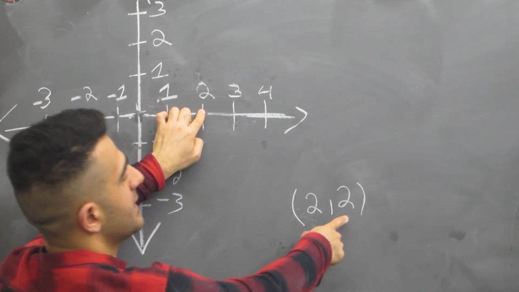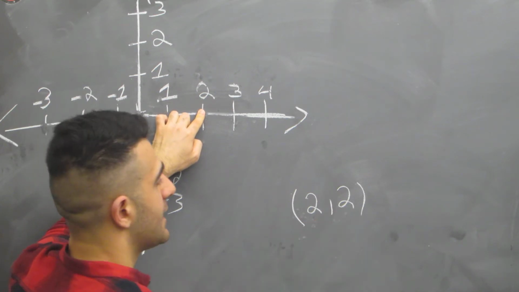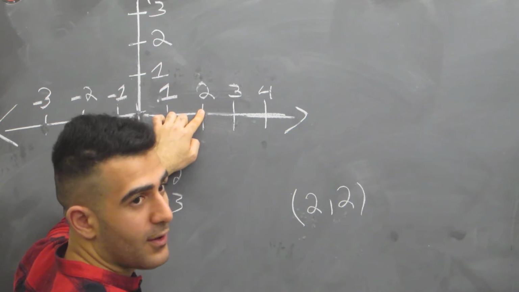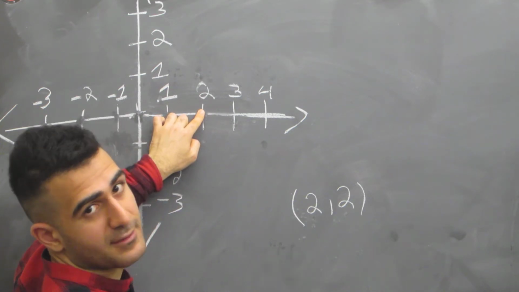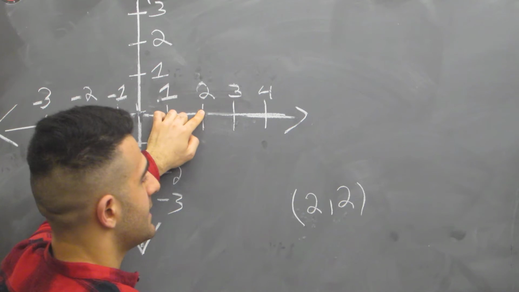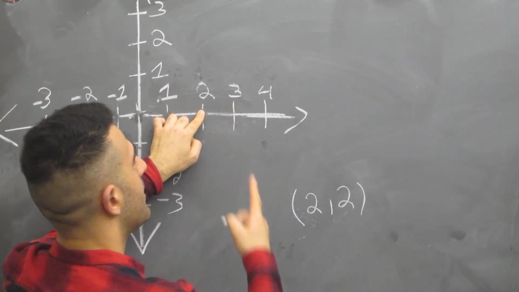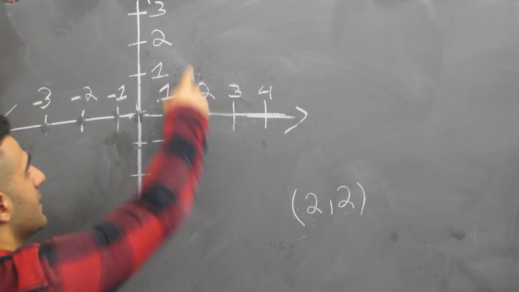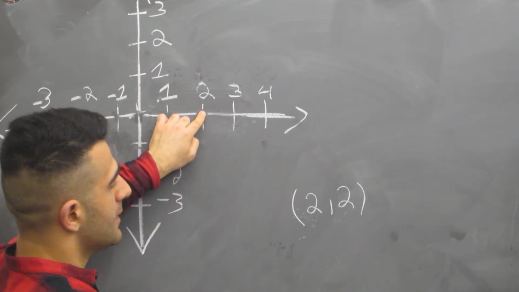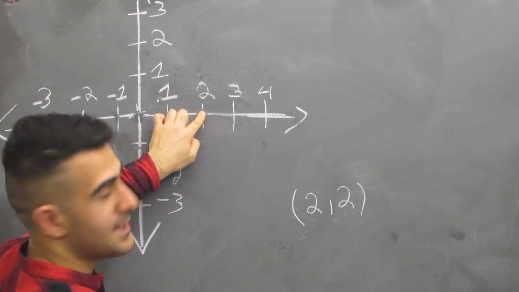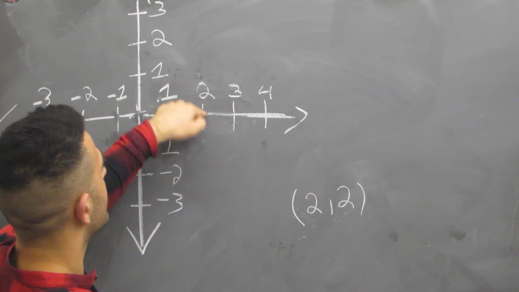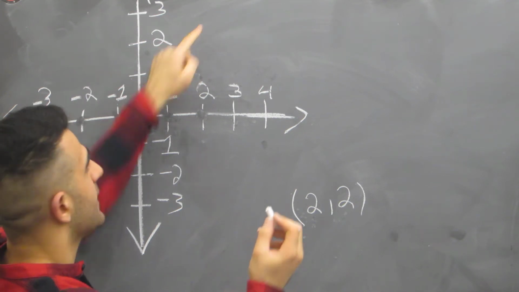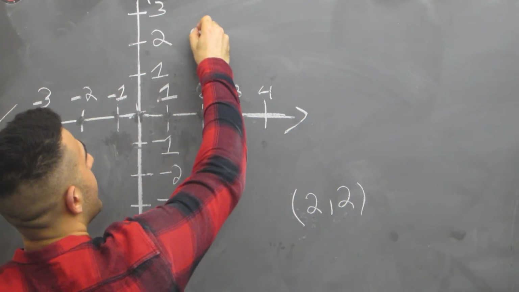Once we've done that, we look at the second value, or the second coordinate of the point, and that tells us how far we have to move up or down. Because it's positive, we move up. If it was negative, we would move down, because all the negative numbers are here and all the positive numbers are here. So we have to move 2 steps up. We do that, go 1, 2. And then finally we replace our finger by a dot.